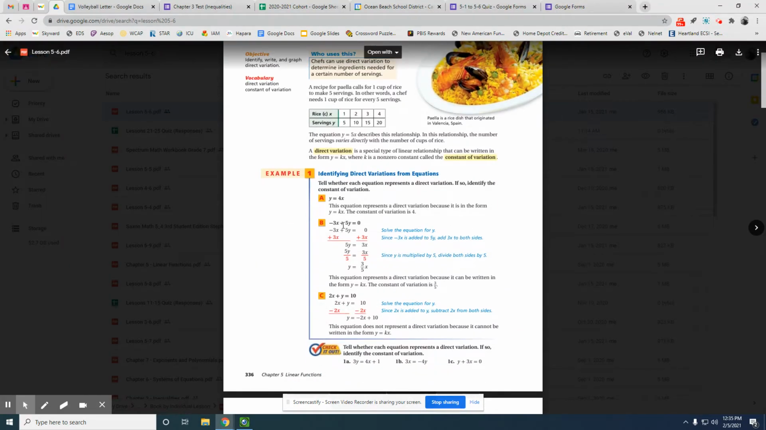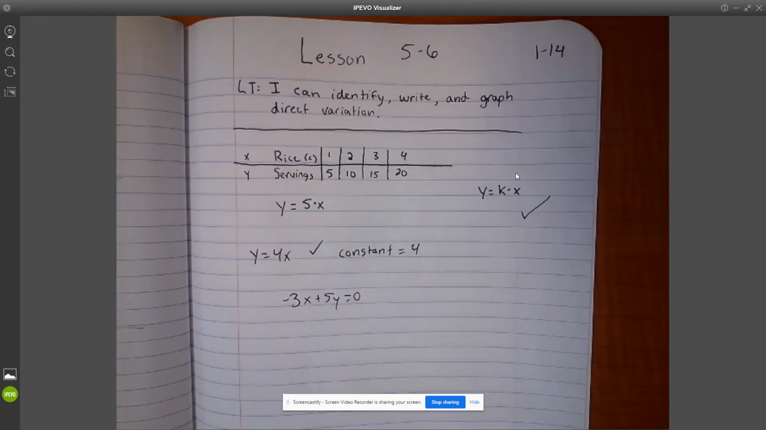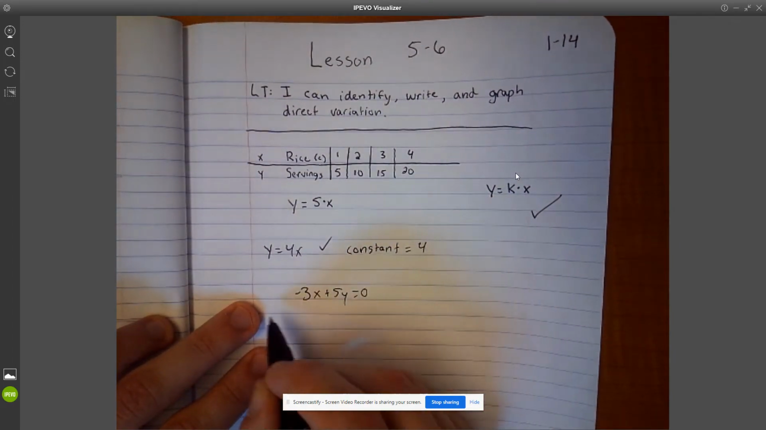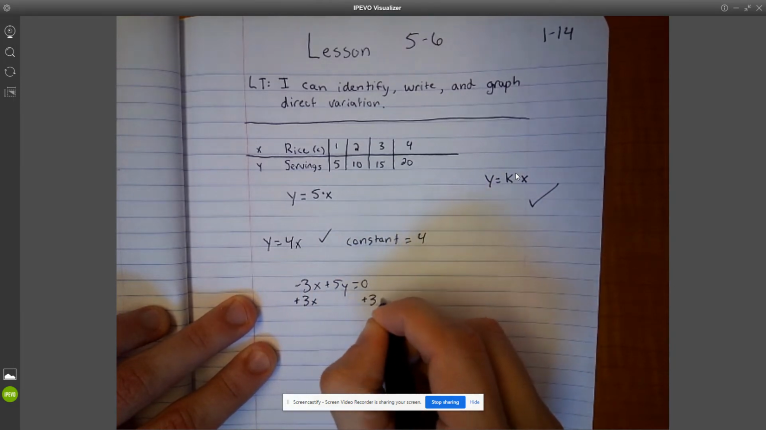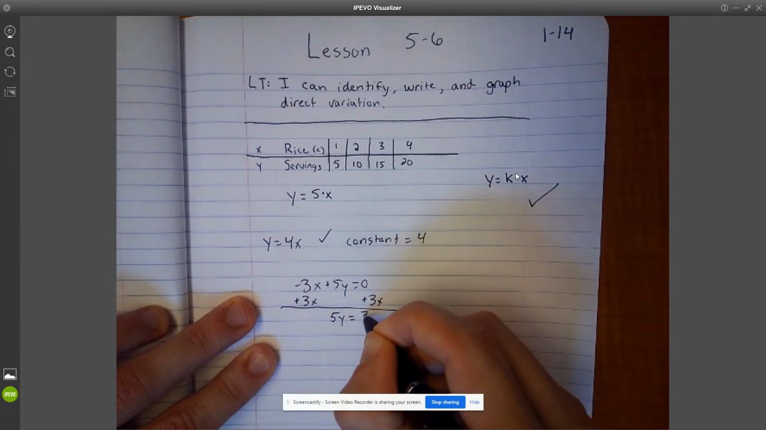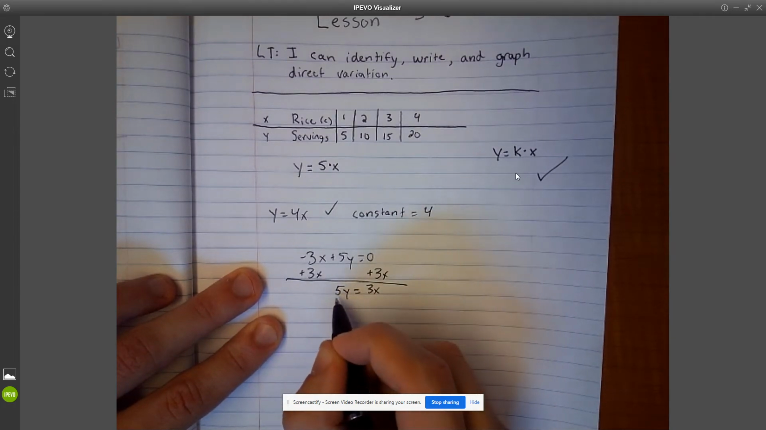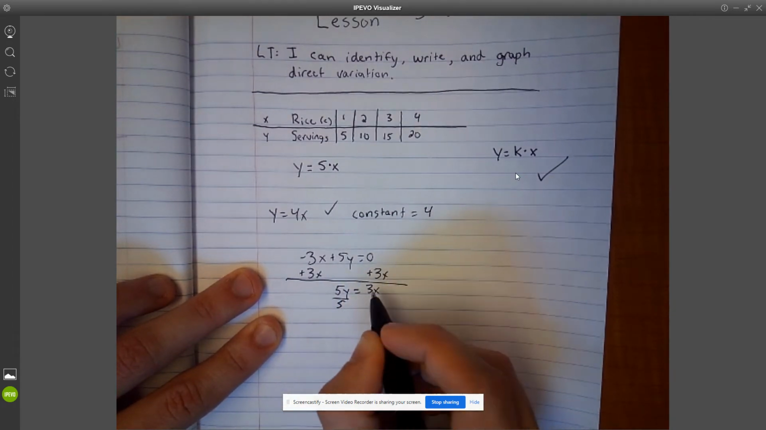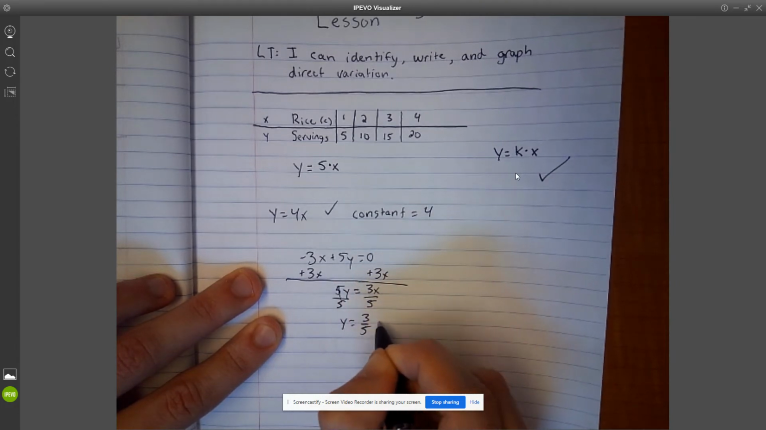Here we have b, negative 3x plus 5y equals 0. And this is, again, from an equation, so we need to see if we can get it in this y equals k times x form. That is our goal. So we need to get everything away from that y. We're going to add 3x, do it to one side, do it to the other. Those cancel, and I get 5y equals 3 times x. Now I've got to get everything away from y. Well, 5 times y, so I have to divide by 5. Do it to one side, do it to the other. These cancel, we get y equals 3/5 x.